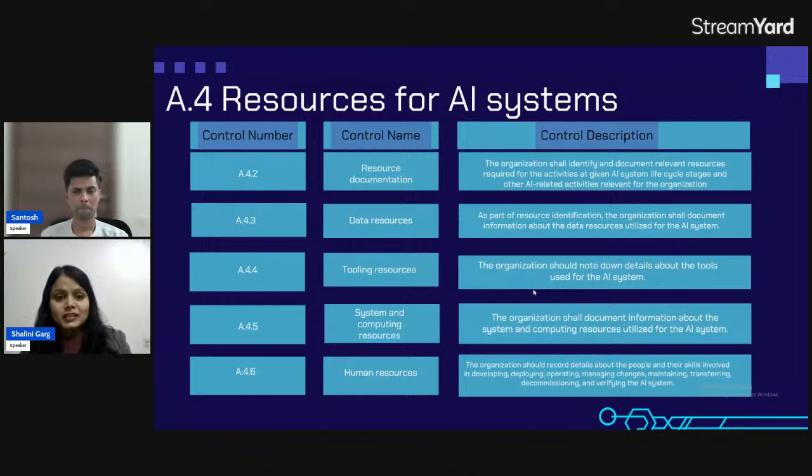In all of these things, we have to keep in mind different stages like creating, launching, and running the system, which might need different technology to keep the AI system getting better and better day by day. Now, in this particular thing, we have the last standard, which is human resources.